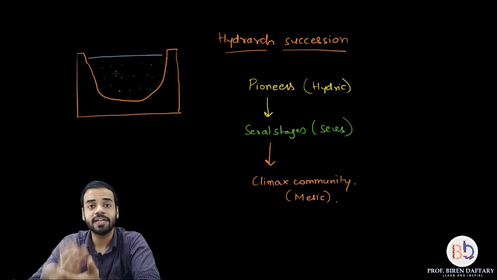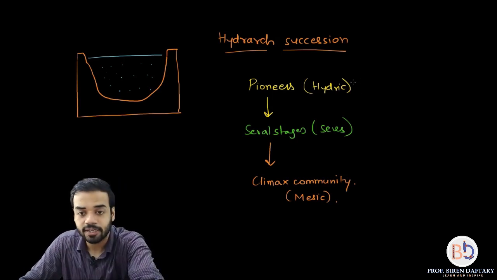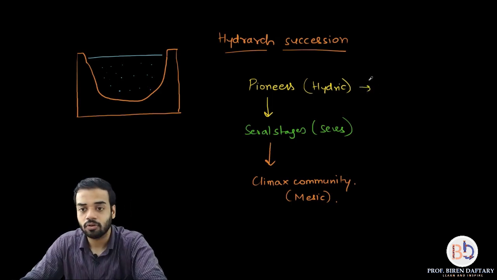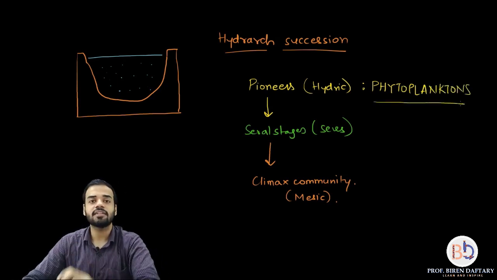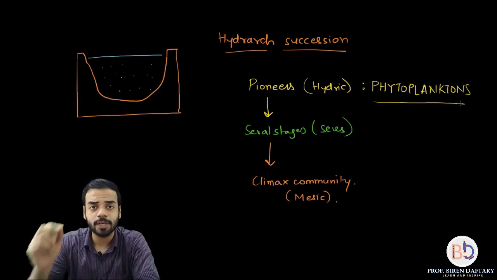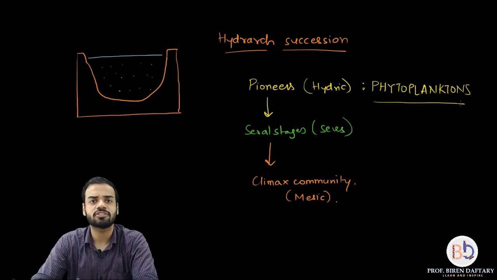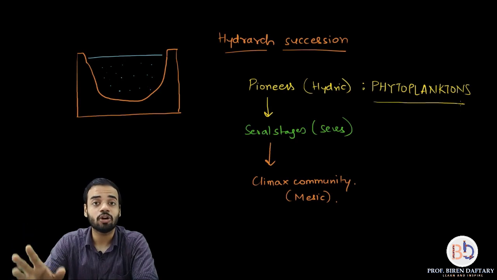Now in the case of hydrarch succession, the pioneers are called phytoplanktons. I'm going to write it down over here. Okay, pioneers are called phytoplanktons. Does anybody know what phytoplanktons are? So phytoplanktons are basically microscopic organisms. Mostly they are unicellular, that is they are made up of a single cell, or some of them may be multicellular. And they belong to kingdom Protista.